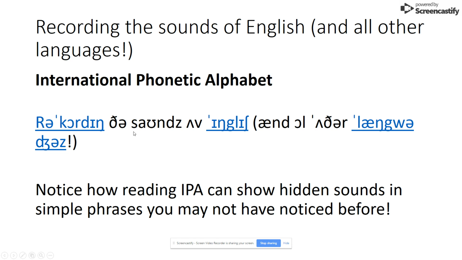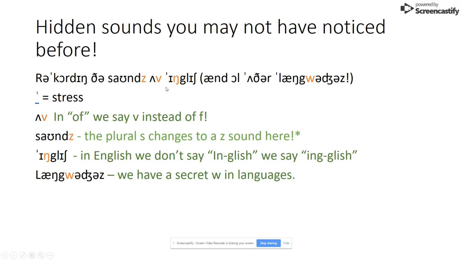IPA is also useful because it shows us hidden sounds in simple phrases we may not have noticed before, recording the sounds of English and other languages. So in looking at this sentence, for example, in "of," we don't say "off" with an F, we say "of" with a V, of, right? Even though it's spelled "off."